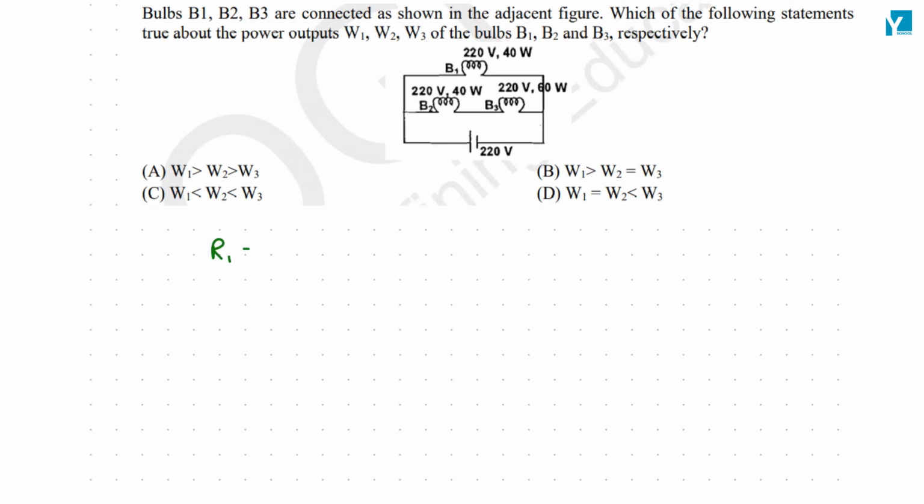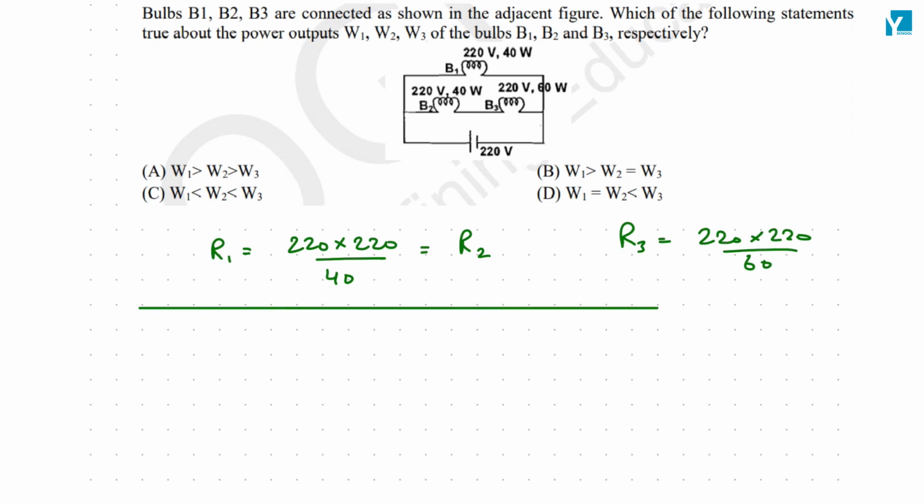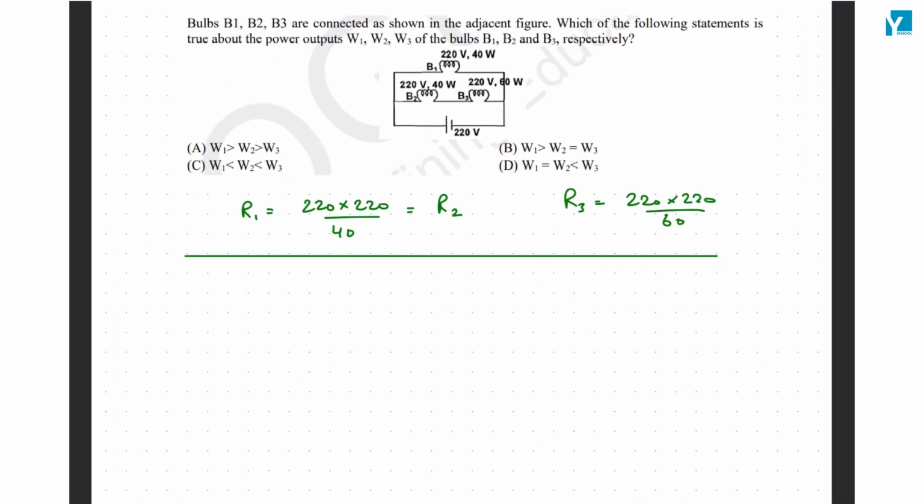First of all, let's solve for R1, which is equal to 220 into 220 upon 40. This is also the case for R2. And then we have R3, which is 220 into 220 upon 60. I'll just leave it this way and then solve further.